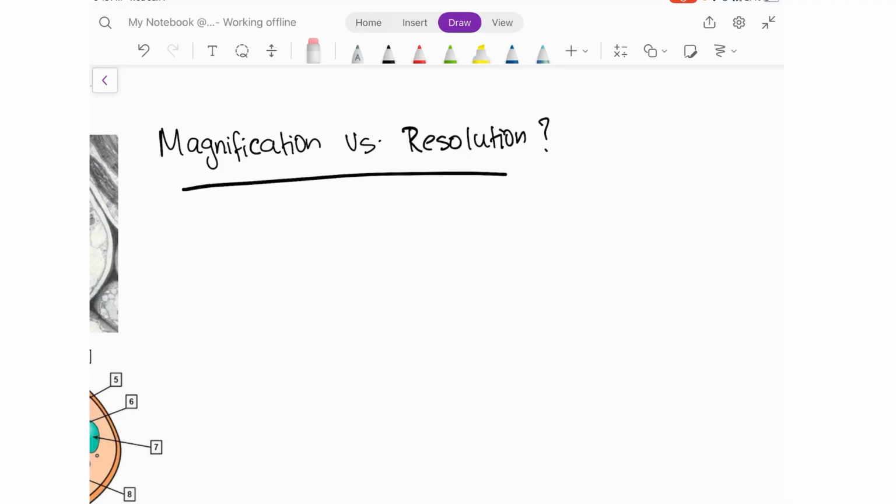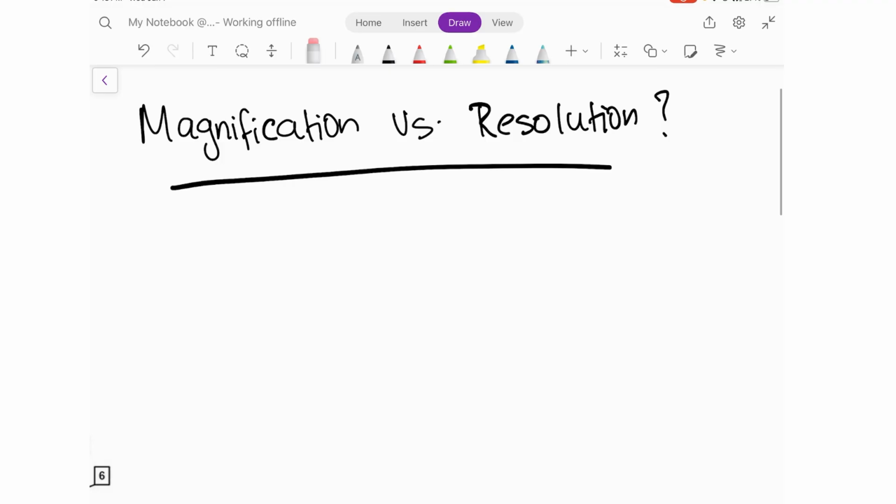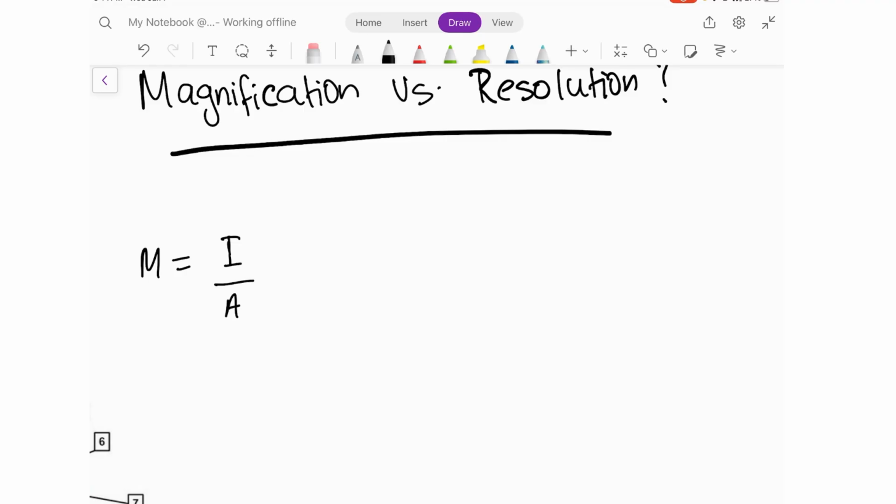So let's start off with the difference between magnification and resolution. When you're talking about magnification, the first thing that should come into your mind is this formula, which is M equals I over A. So this tells you how you can calculate the magnification of an image. So before I explain what this formula intends to do, I would like to define what magnification is.